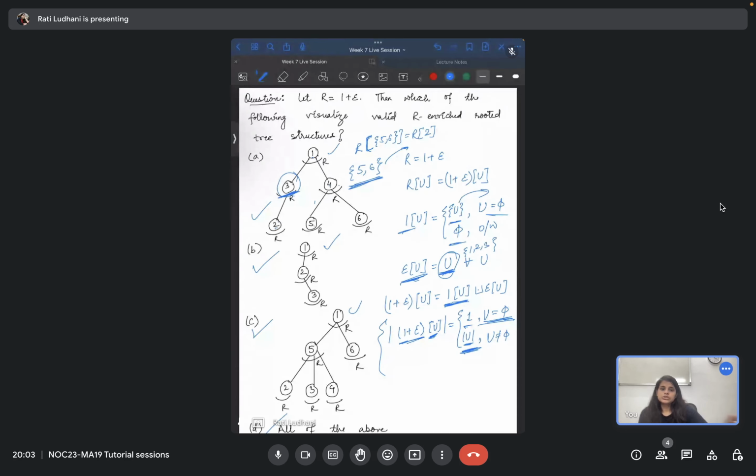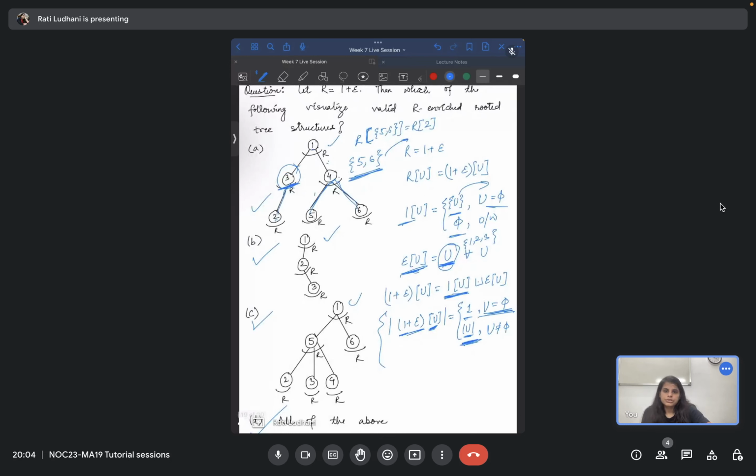Okay, but the requirement is that you should have an R structure on the set of children. So you count the cardinality of the set of children for every element. For 1, for example, you have 2. For 3 it is 1. For 4, sorry, it is 2. So you just count the cardinality of the set of children for every element and check if there exists an R structure or not. If there does not exist any R structure, then you can just say this could not be a valid R enriched rooted tree.